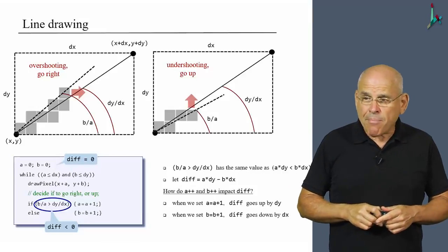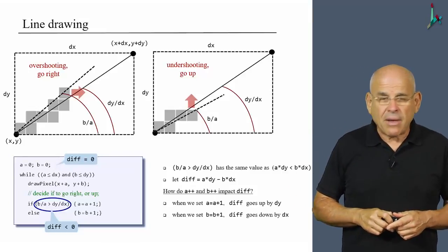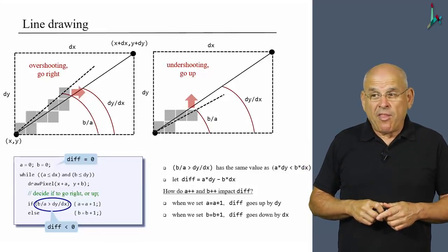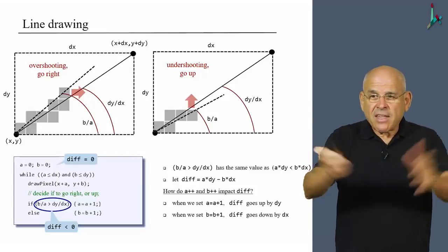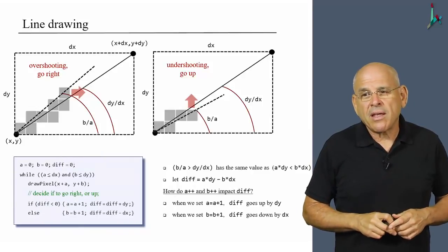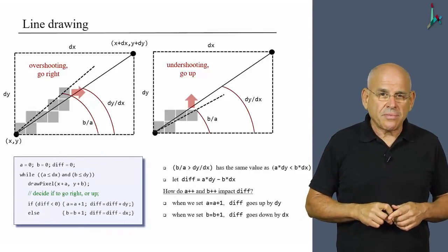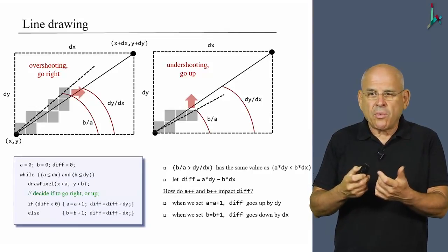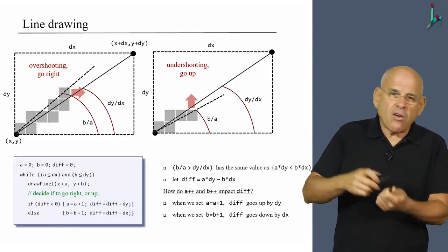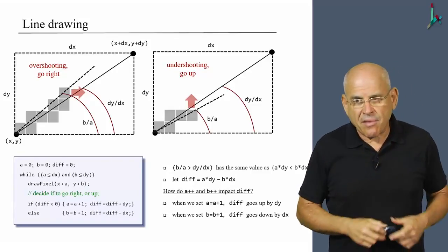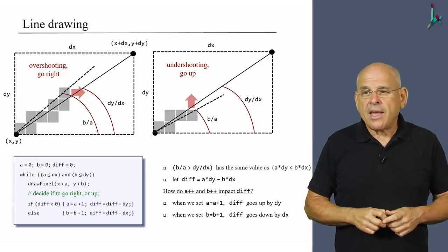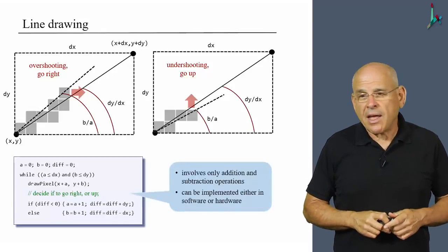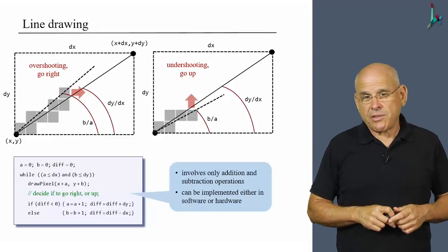And when B goes up by 1, diff goes down by dx. This comes out of the definition of diff. With that in mind, this entire algorithm can be reduced to what we see here, so that in every iteration, we either increment A or B, and we update diff accordingly. And the beauty of this algorithm is that it involves only addition and subtraction operations.